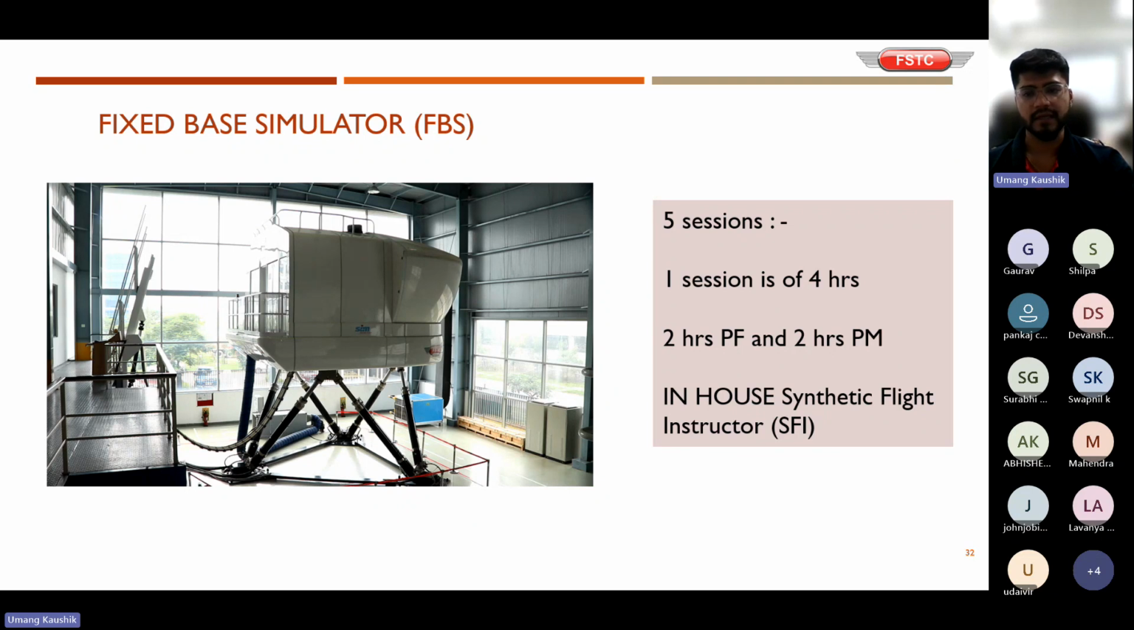So once you join your training, you don't need to worry about when your simulator or your SFI will be coming, because I have been into other ATOs, foreign ATOs as well, whether it be Jetstream or the ATOs in Greece. I've been hearing complaints from students that once they start their sim training, one day their SFI was different, another day their SFI was different, third day their SFI was different. You know what's the issue with having so many SFIs? You cannot connect with them.